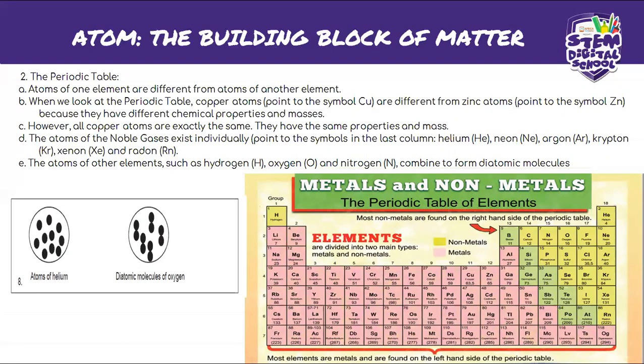Okay, so, all right. Anonymous, I will come back to your question, but I was just saying that I read a statement that says that when we look at the periodic table, copper atoms are different from zinc atoms because they have different chemical properties. And my question is, if you can see copper from the periodic table, write the atomic number and mass number before we continue so that I will come back and answer your question.